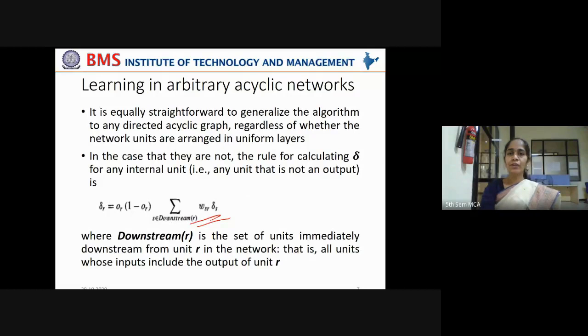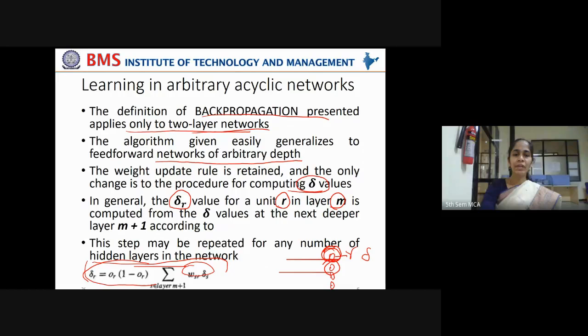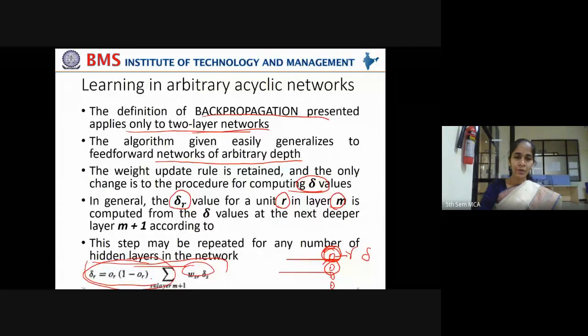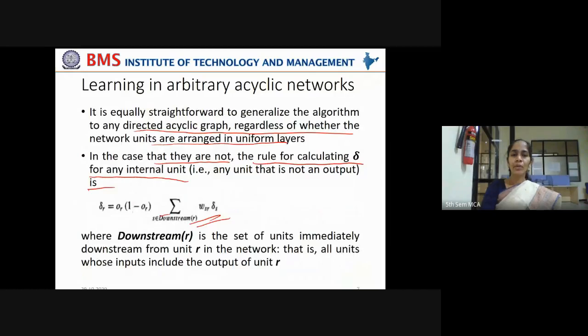It is equally straightforward to generalize the algorithm to any directed acyclic graph, regardless of whether the network units are arranged in uniform layers or not. Whether the network is arranged in uniform layers proceeding in a particular direction, or whether one layer is larger, one layer is smaller. There is non-linear arrangement of the units in the neural network. Still, we can use the algorithm that is given in backpropagation. In the case that they are not arranged in uniform layers, the rule for calculating the prediction error delta for any internal unit can have a little change. See, here we are given with the formula. For that formula, we can make a little change. What is the change we are making? Instead of using here the layers, we use downstream R.